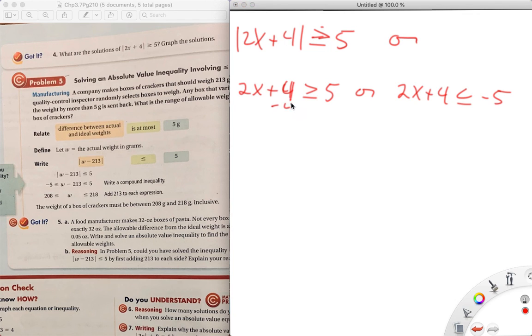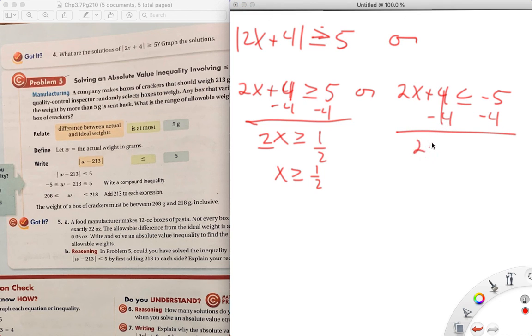Subtract 4 from both sides, and I get 2x is greater than or equal to 1. Divide by 2, and I get x is greater than or equal to 1/2. On this side, I'm going to subtract 4 on both sides. I get 2x is less than or equal to negative 9. Divide by 2, and I get x is less than or equal to negative 9 over 2.